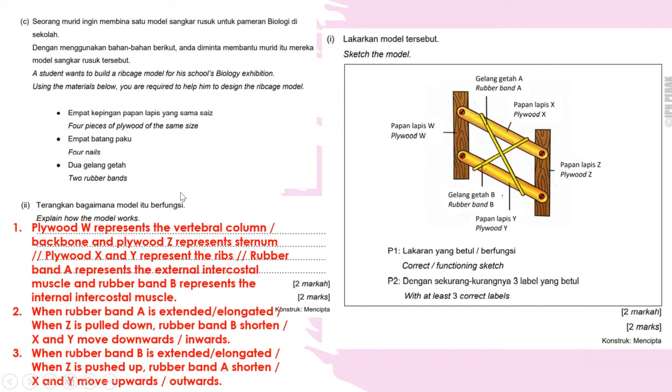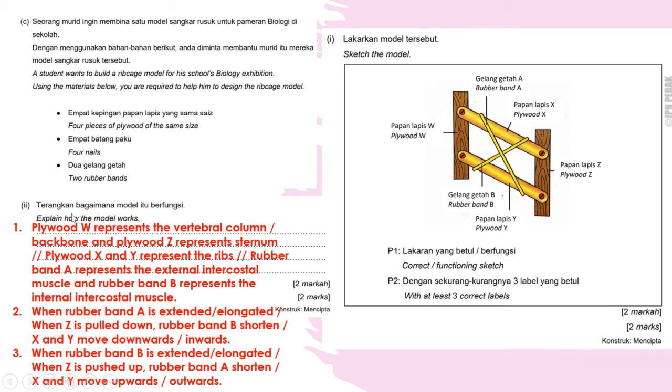We go to question number 1C. A student wants to build a rib cage model for his school's biology exhibition. Using the materials below, you are required to help him to design the rib cage model. So this student wants to build a rib cage model. What are given? 4 pieces of plywood of the same size, 4 nails and 2 rubber bands.